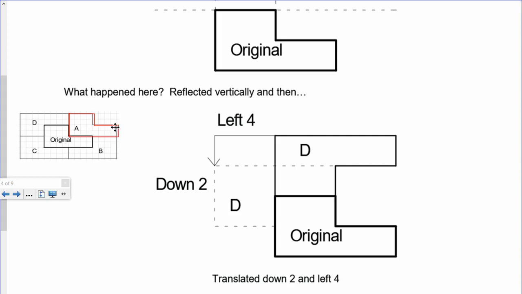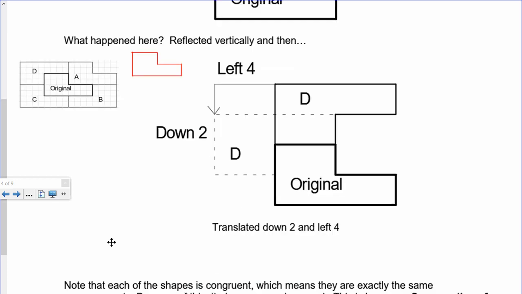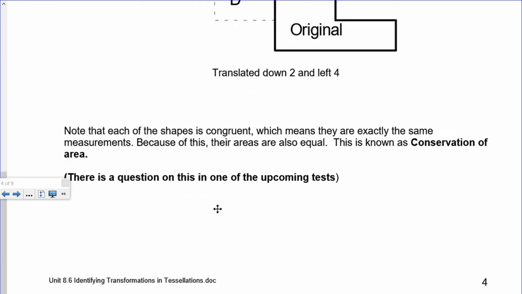The area of this. If you take a look at the area, you could work it all out. You could say it's 1, 2, 3, 4 by 1, 2, 3, 4. So there's 16 in here, and then 2, 4, 6, 8 here. So this is 24 squares. No matter where I put this, no matter which one I look at, every one of these shapes is still 24 squares. That means that we have what's called a conservation of the area. It stays the same. Now, I'm going to be asking you about this on one of your tests, okay? So be aware of that.